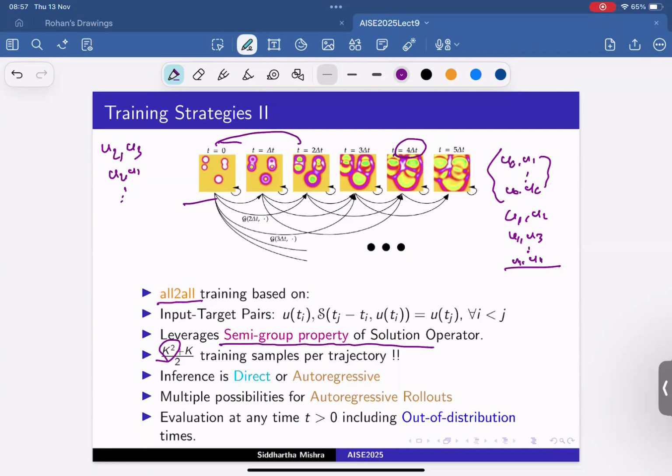I can learn from any time and then autoregressively compose it from 2 to 4. Or I can go from 0 to 3 and go from 3 to 4. I can go from 0 to 1, 1 to 4. There are so many possibilities that you can think of, right? This is why it says it's multiple possibilities. And in particular, you can evaluate at any time, including out of distribution times, including any unseen time horizons. So this is a very, very flexible strategy.